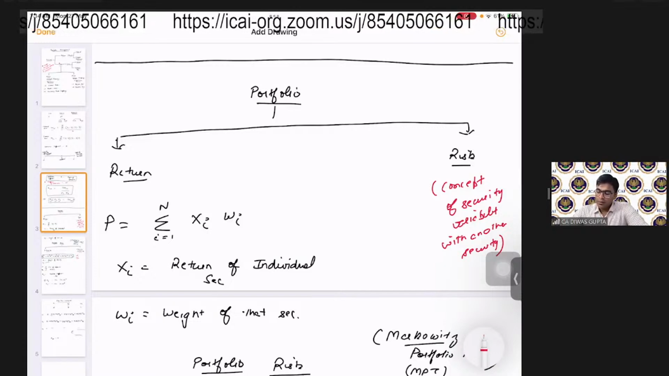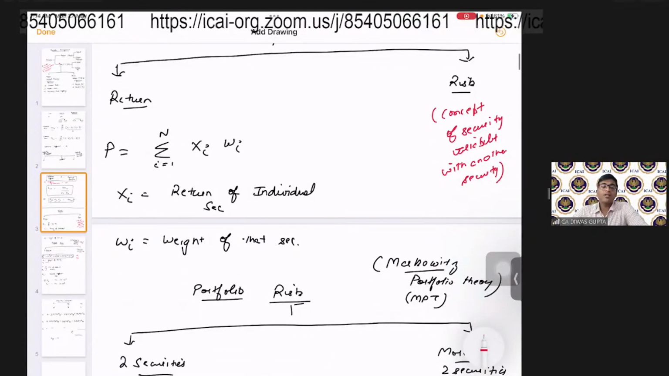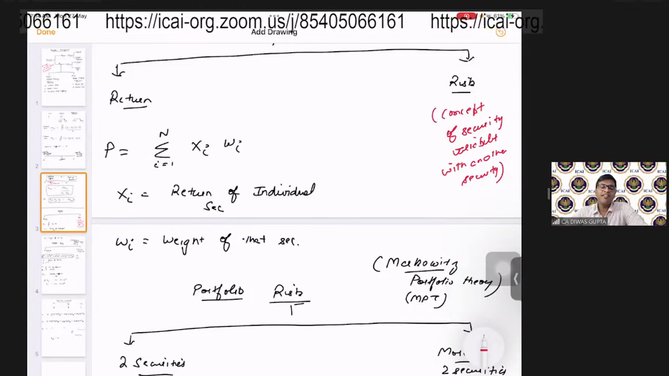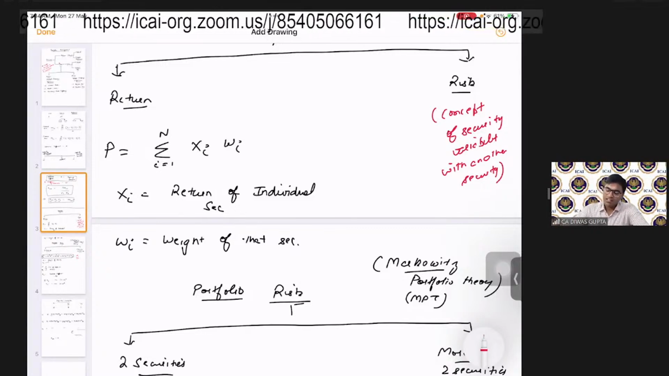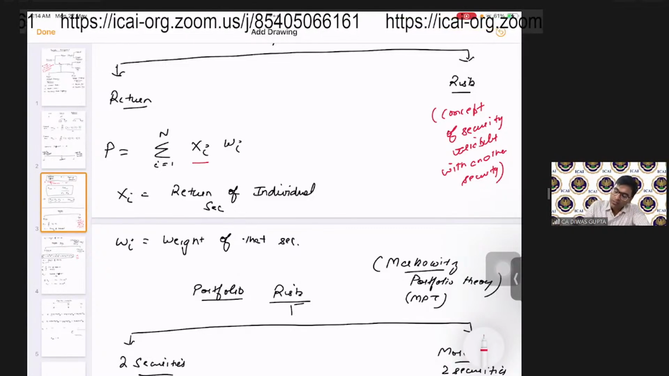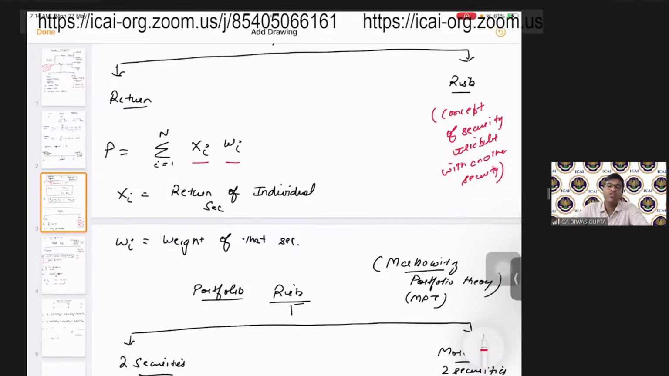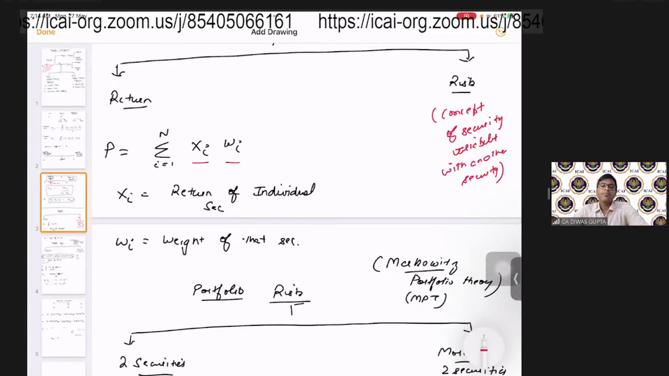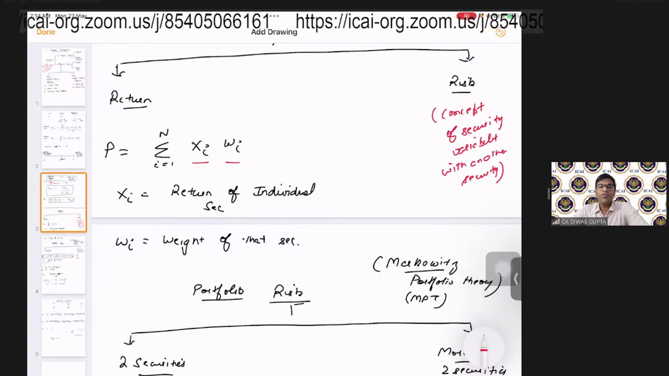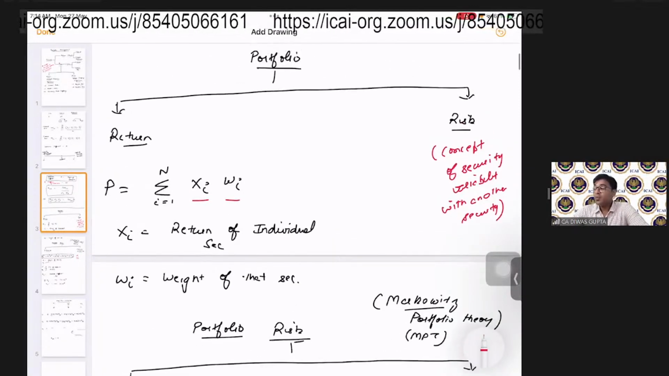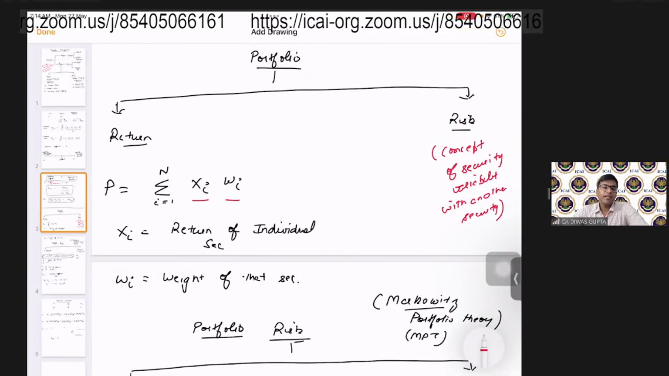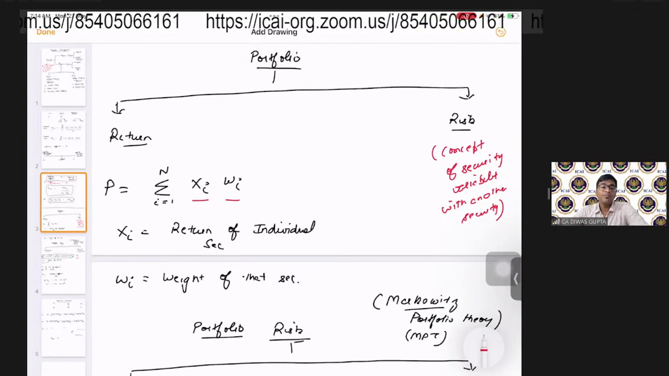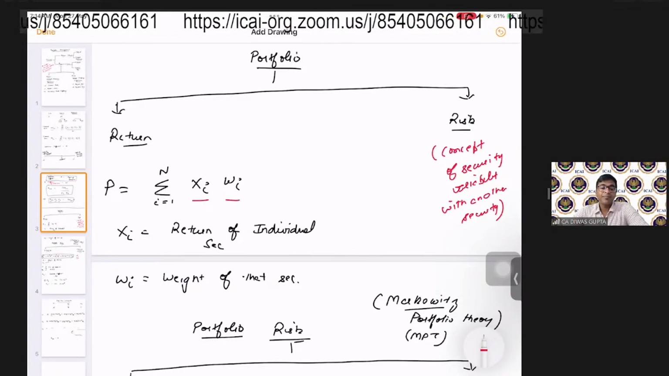So return is actually very easy. I mean, to calculate portfolio return, it's a very simple step in which we take the return of the individual security, multiply it with its weight, and then take an overall summation of all the securities that are there in the portfolio. Now, students, first of all, what is a portfolio? Actually, you're studying portfolio management. All of us should know what is a portfolio. That's a very basic thing.